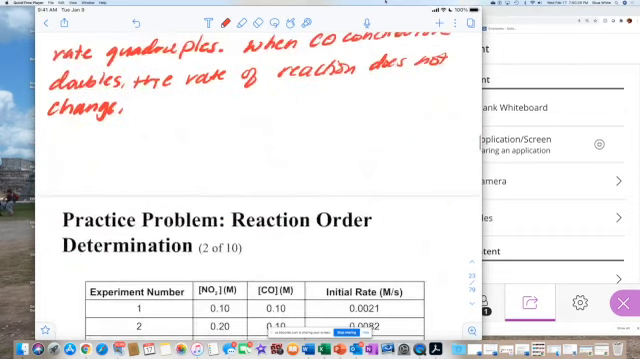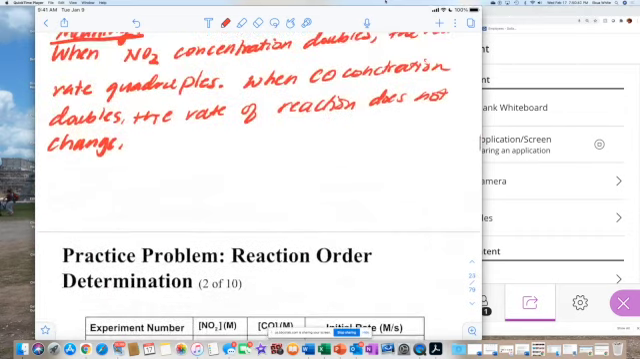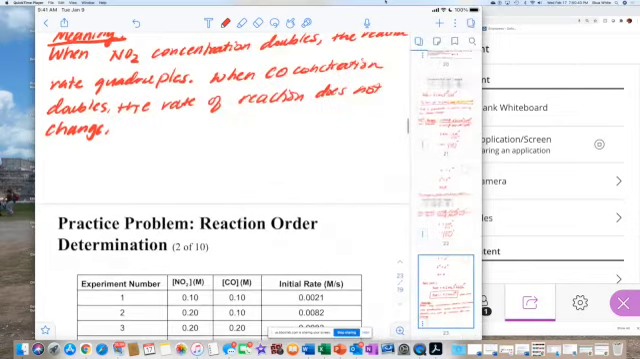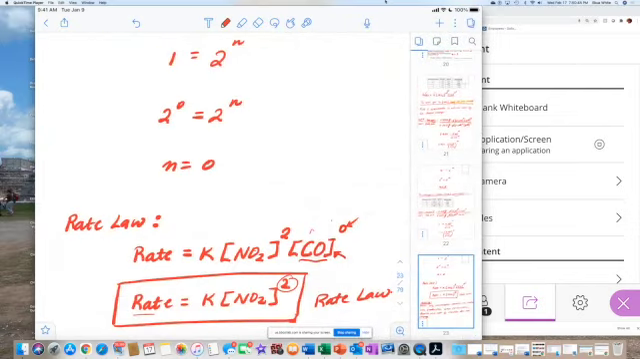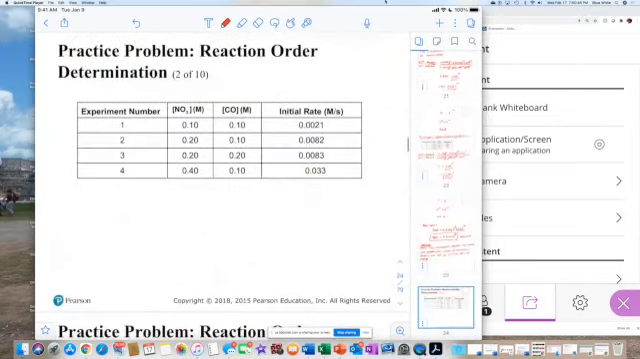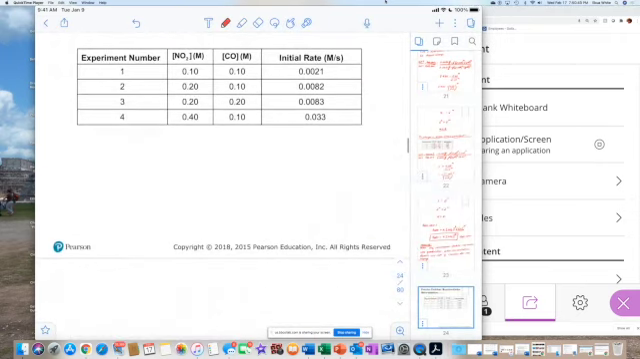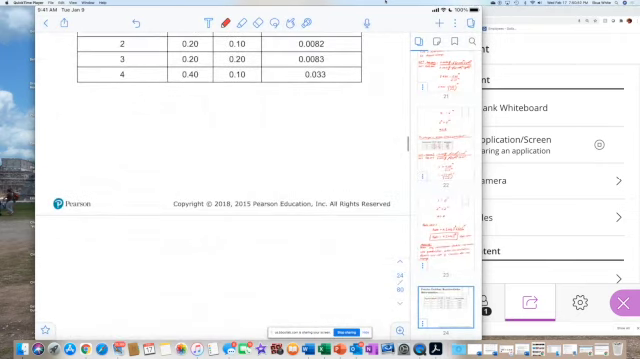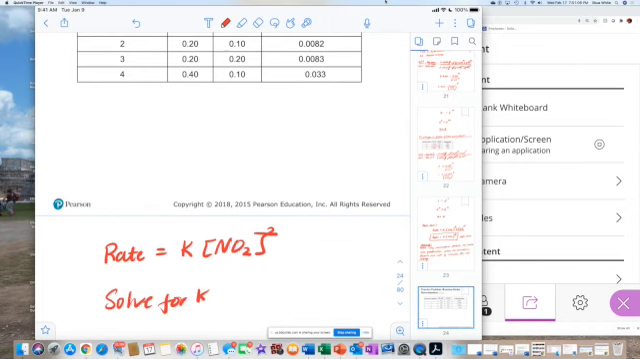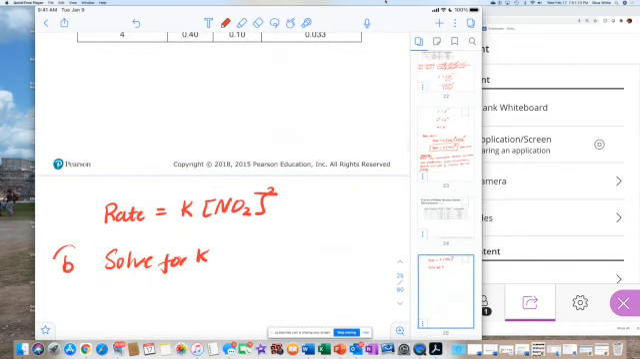Now that I've said all those words, what was the other part they wanted us to do? They wanted us to find K. And then we're done. Well, for tonight. Just for tonight, y'all. Okay. So after all that, I know the rate law is equal to K [NO2] raised to the power 2. There's no CO in the final rate law. Now they said solve for K. That was the second part, right?